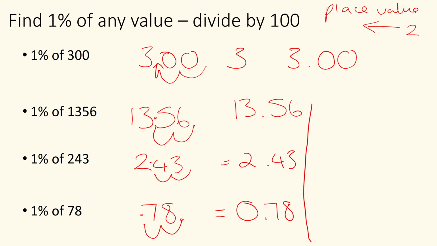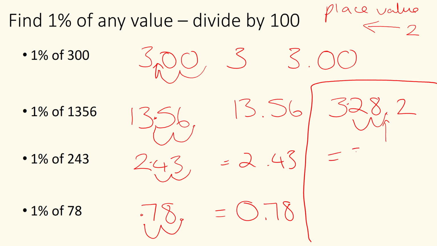Let's also just make sure that if we have to find 1% of something like 328.2, we are using the existing decimal point to go 1, 2. So it now becomes here, 3.282. Okay, hope you're okay with that.